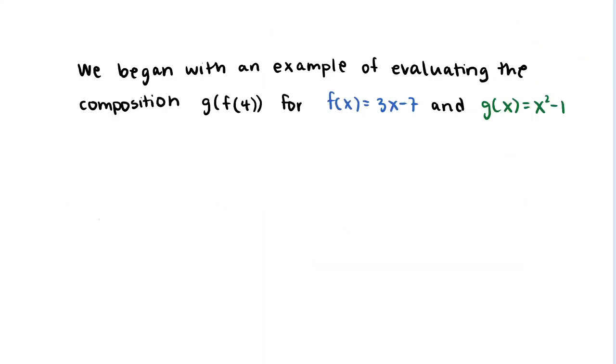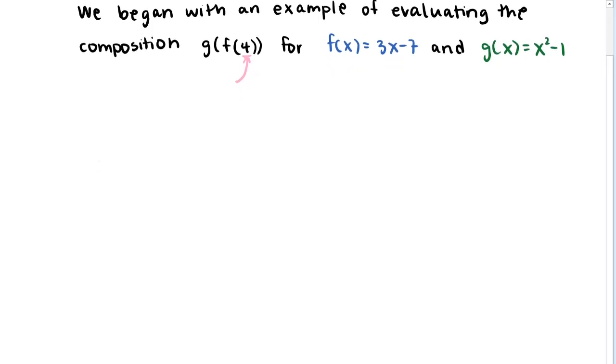So earlier when we were looking at the two equations, f of x is equal to 3x minus 7 and g of x is equal to x squared minus 1, we looked at the example of composing g of f of 4, right? We looked at this particular example where we had an input of 4. But we can do this in more generality and really describe composition for all input values, not just one particular example.